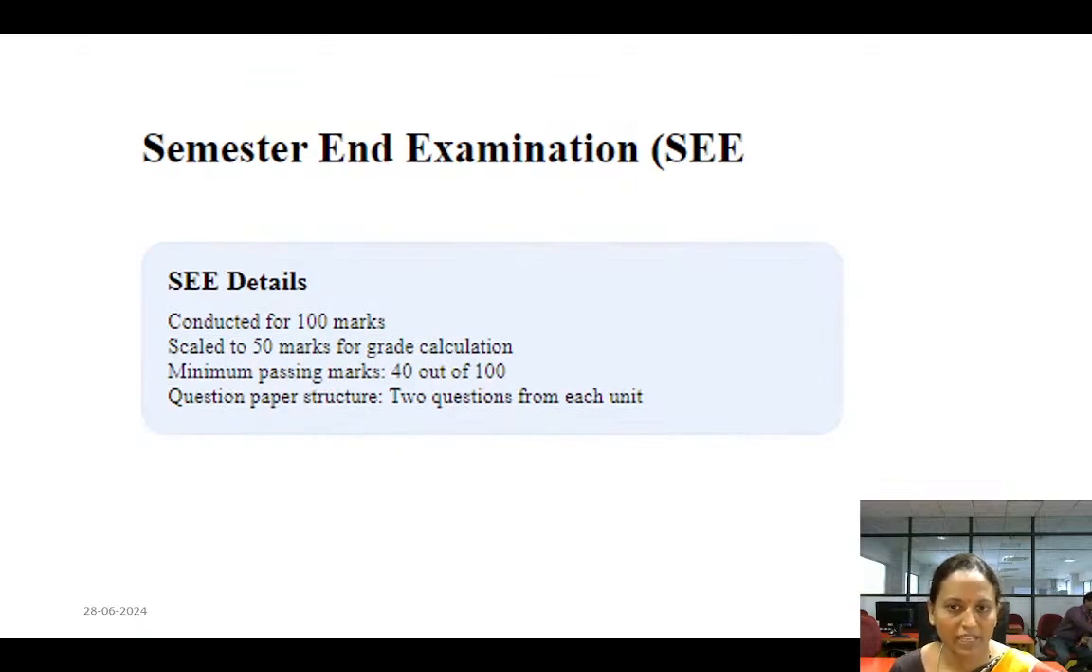The SEE examination will be conducted for 100 marks, and it will be scaled to 50 marks for the grade calculation. The minimum passing marks will be 40 out of 100. For the question paper structure, we will be having 5 units as per the standard rule. The first unit will have some L2 level, that is explanatory level, questions, and the remaining units will have application-based or analysis-based concepts.